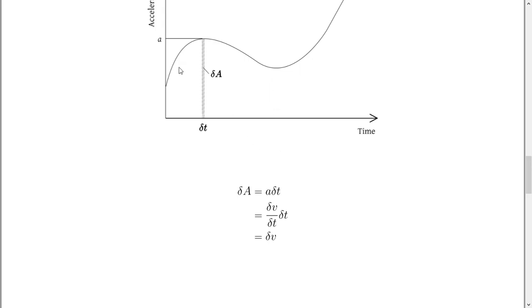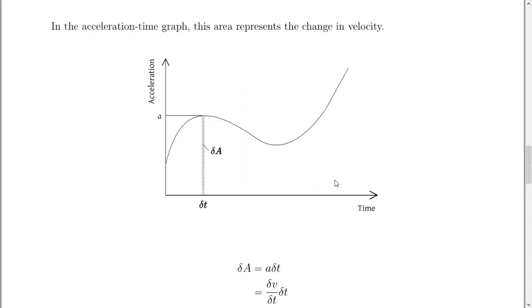So if you consider any interval of time in this graph, the area between the curve and the x-axis would be the sum of all the changes in velocities, right? So you could draw an infinite number of these rectangles, and the area of each rectangle would represent the change in velocity during that duration of time. And so if you add up all the areas, you basically get the total change in velocity between those two time instances. And so that's why in the acceleration time graph, the area between the curve and the x-axis represents the change in velocity.